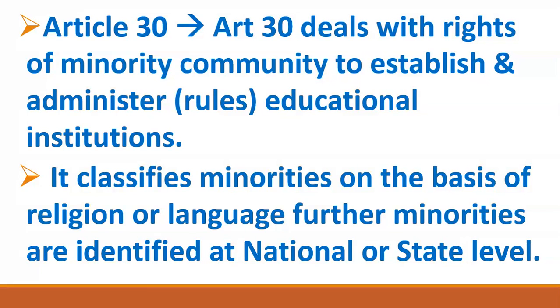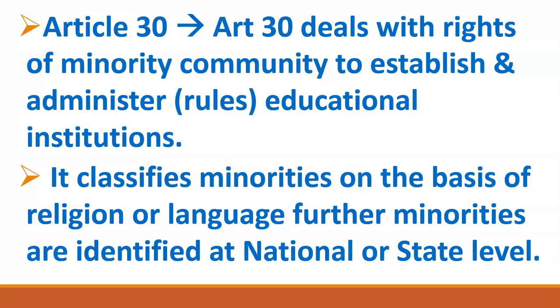So what does Article 30 say? Article 30 says that all the minority communities have the right to establish their educational institutions. Means they can establish their schools, they can establish their colleges, and they also have the right to administer them. Administer them means they can make rules for the management and governance of the schools and colleges. So this is Article 30.